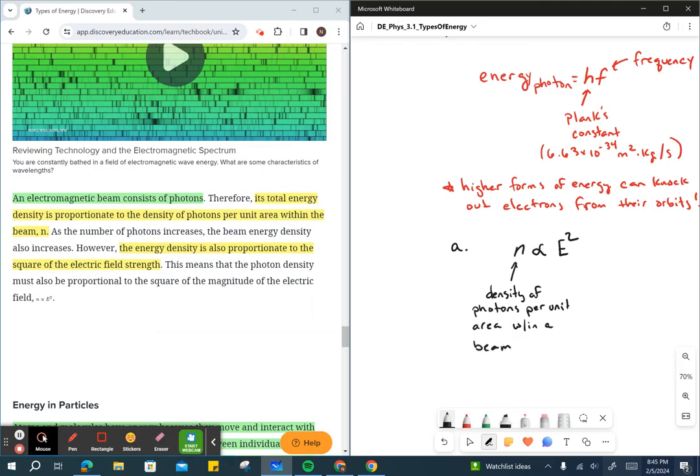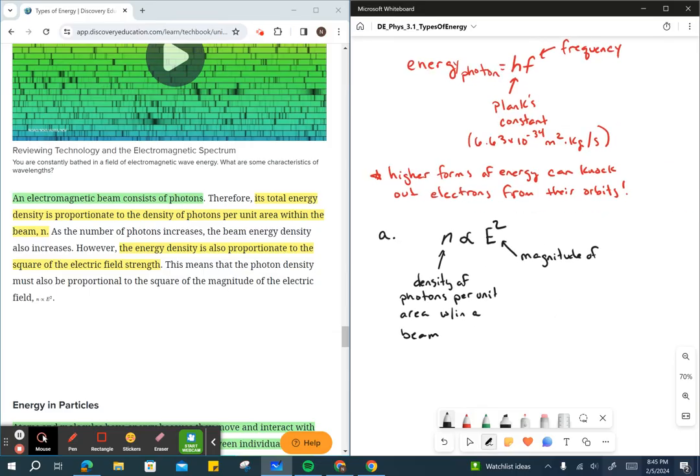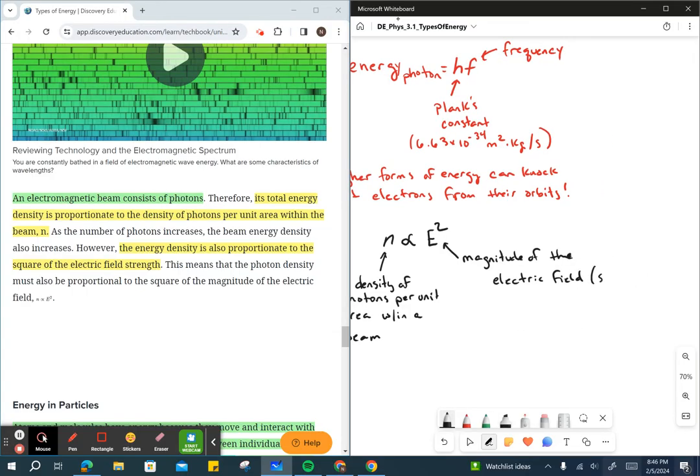Okay, the photon density also must be proportional to the square of the magnitude of the electric field. So this is the magnitude, that's the strength, magnitude of the electric field, and we're going to say squared. Okay. All right.